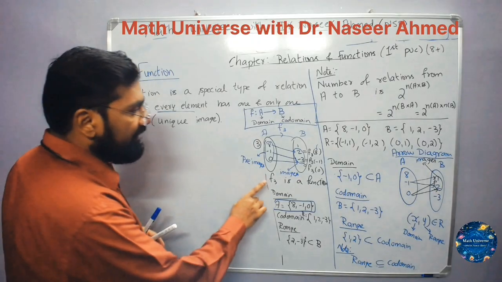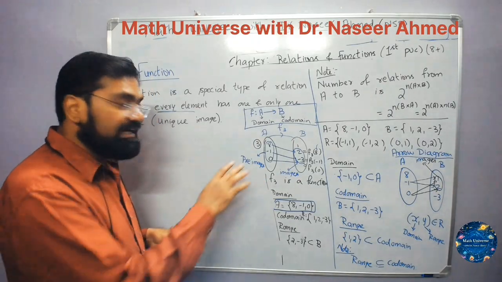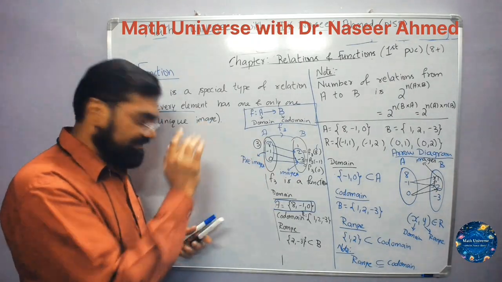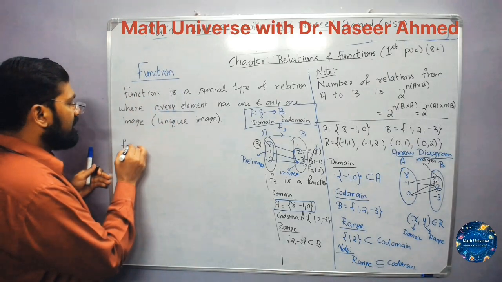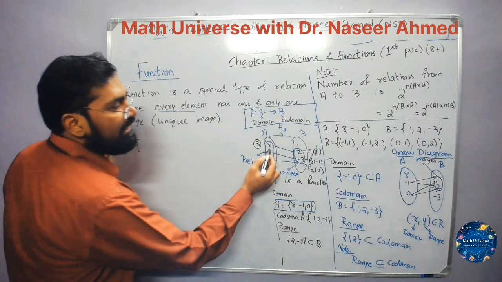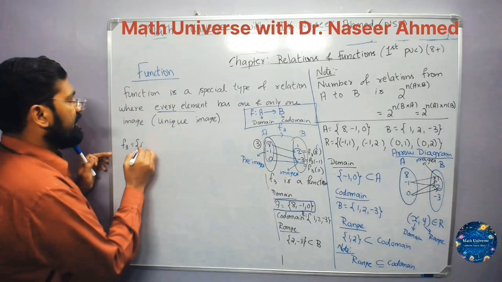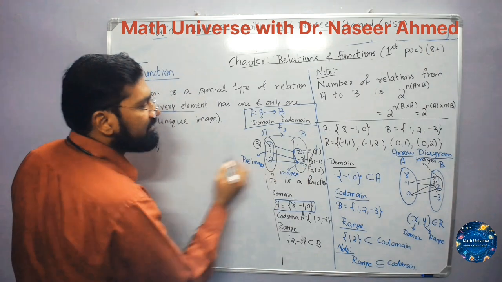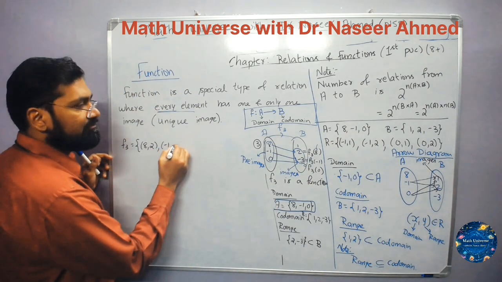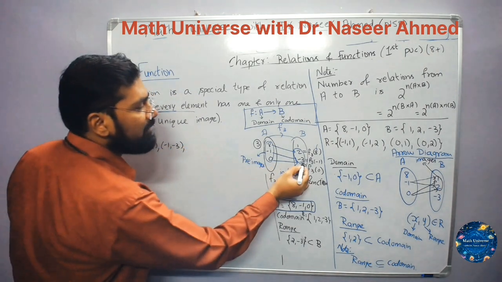So I have written this to have some more talk. Let us try to write this in the form of a set. See carefully. F3: 8 is mapped to 2, so (8, 2). -1 is mapped to -3. And 0 is mapped to -3.